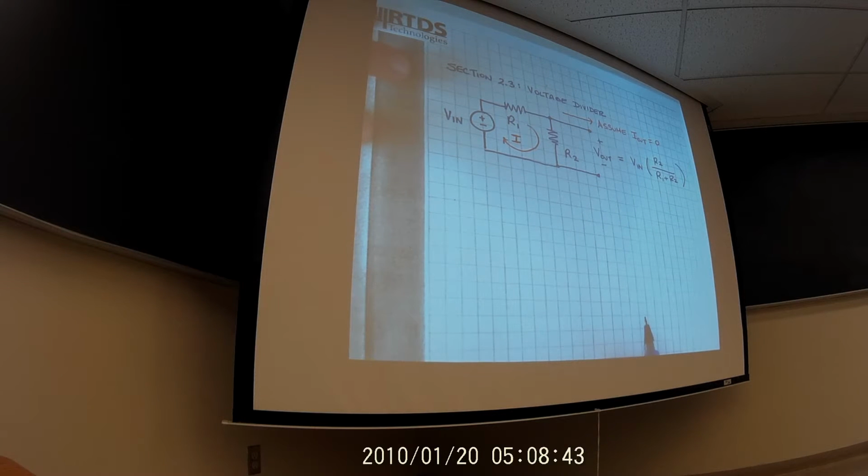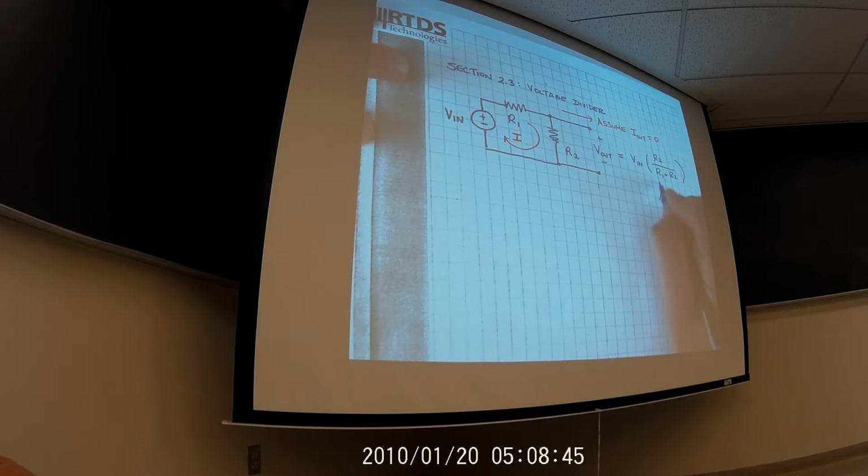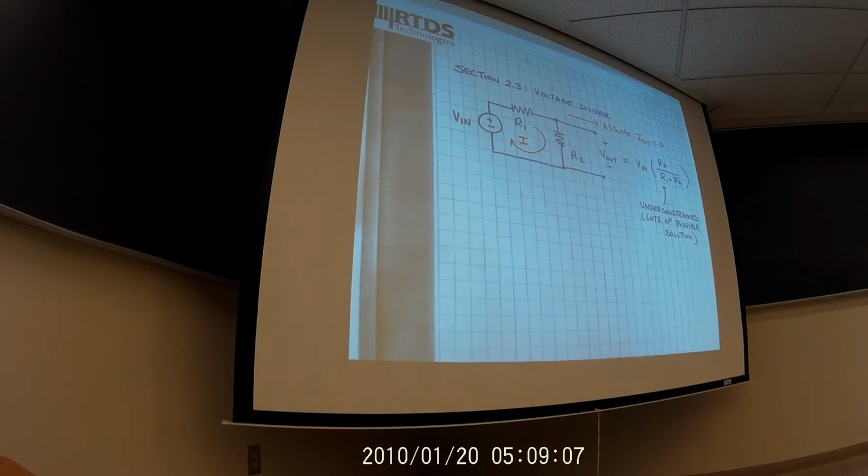And what you'll see is that this is an under-constrained problem, meaning that we have lots of possible solutions. If you're trying to get a ratio of 1/4, you could use 1,000 ohms and 3,000 ohms. You could use 100, 300, 10,000, 30,000, whatever.